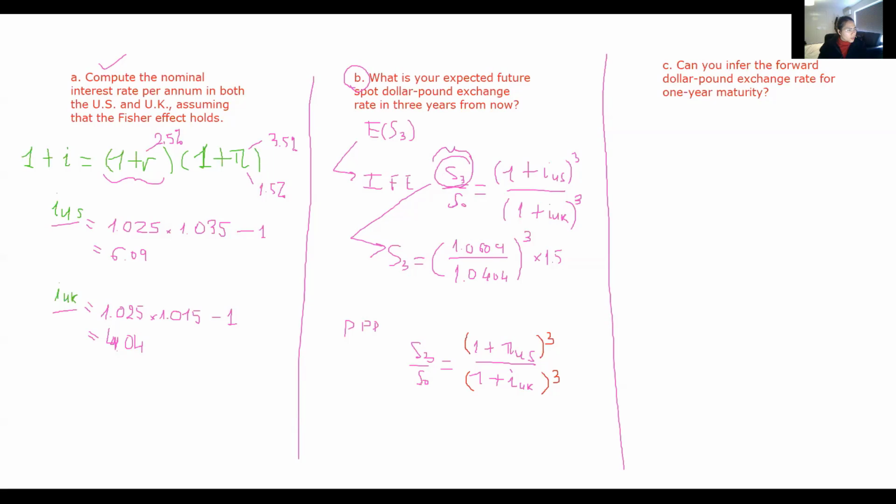So here, if I put everything in my equation, in my calculator, I will find that the answer here is 1.5904. Just to keep with convention, I'm going to keep 4 decimal places for my exchange rate calculation.